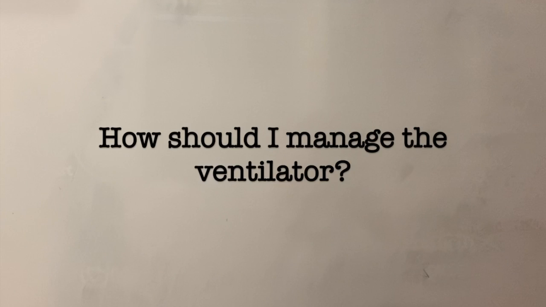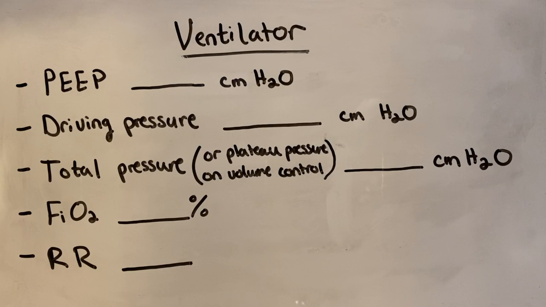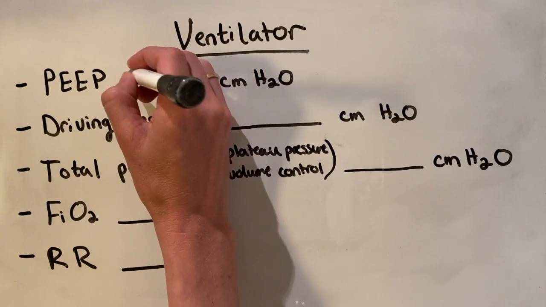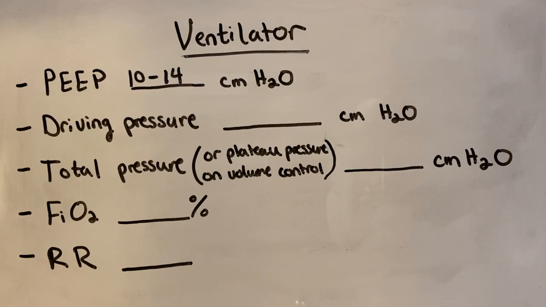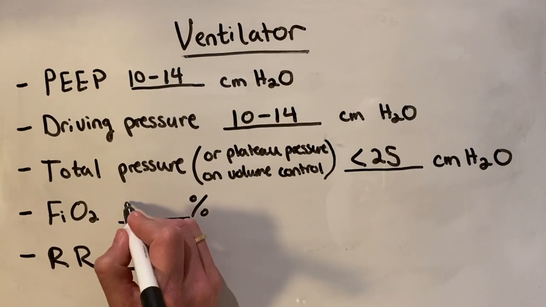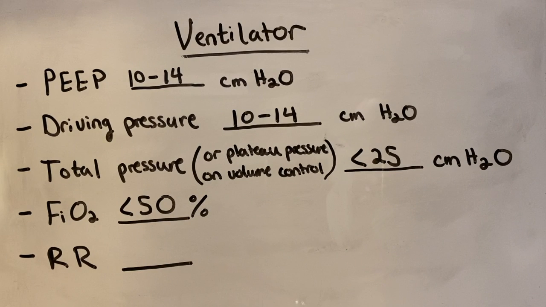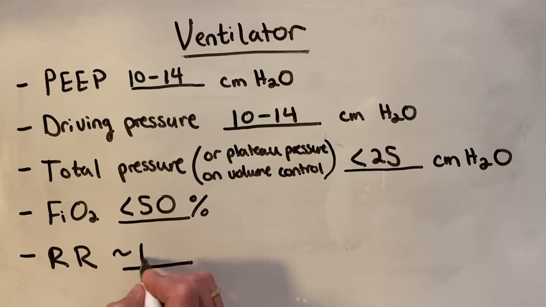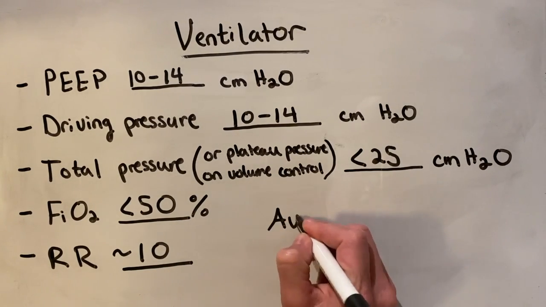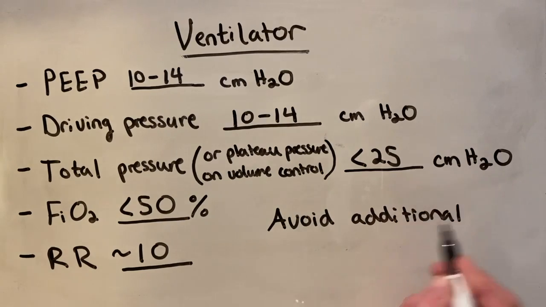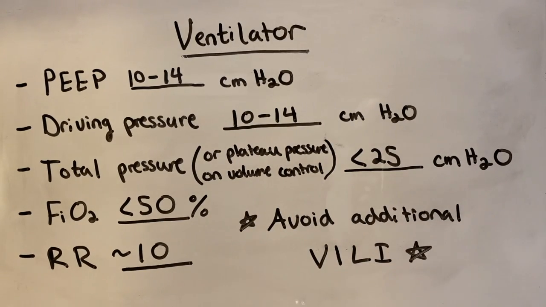How should I manage the ventilator while on VV ECMO? Current evidence is limited, but a few general principles are recommended by experienced high-volume ECMO centers. The PEEP is generally moderate, around 10 to 14, and the driving pressure is usually 10 to 14 to maintain a total pressure less than 25. The FiO2 is ideally less than 50%, and the respiratory rate should remain low, around 10. In general, ECMO allows for de-escalation of ventilator settings to avoid further ventilator-induced lung injury, so-called lung rest, while awaiting recovery. This is why the pressures, rate, and FiO2 goals are ideally lower than usual while on ECMO.